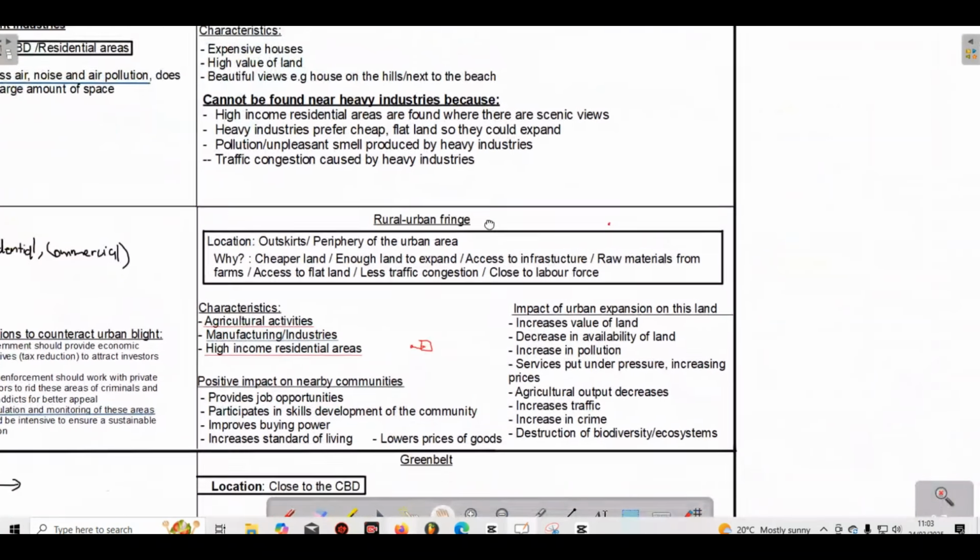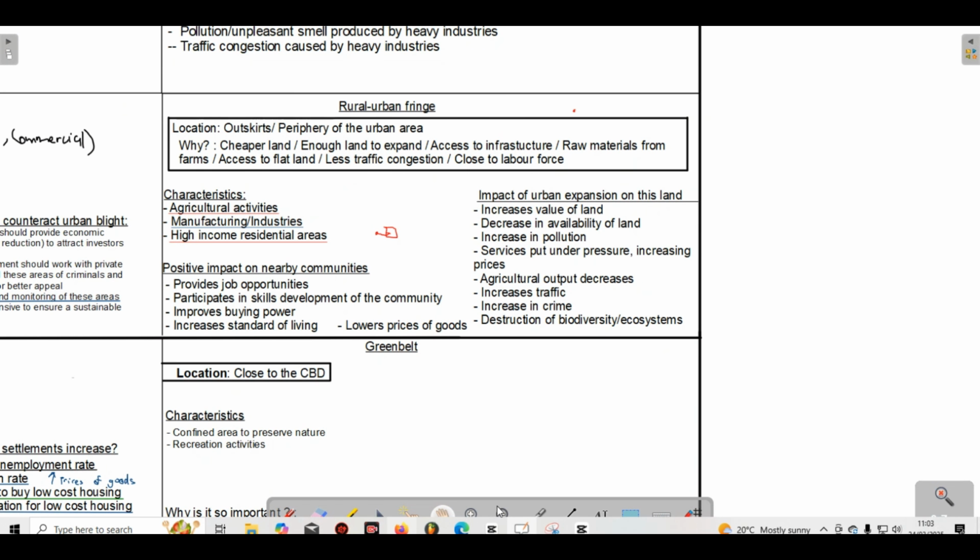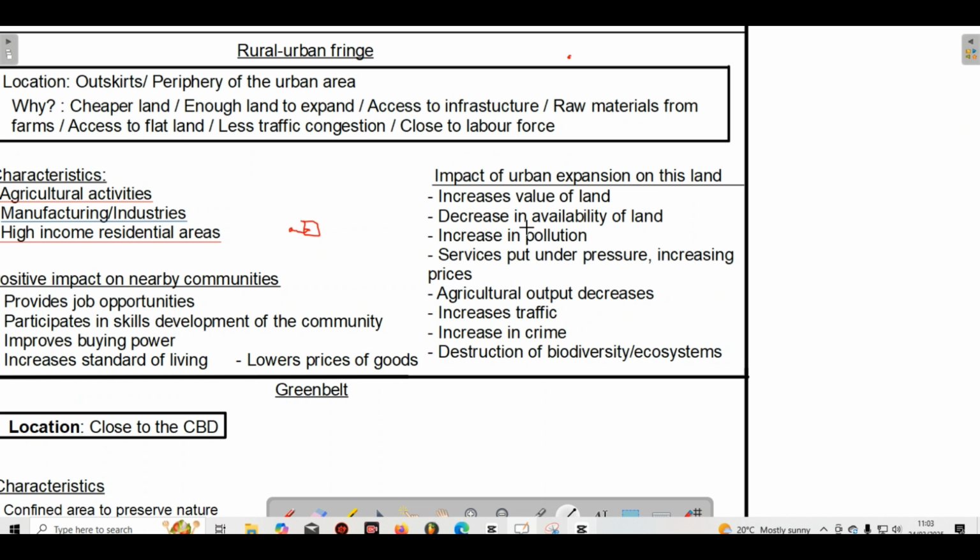So that's what we mean by this urban expansion will increase the value of the land. This will decrease the availability of land. Because there's so many businesses opening up, everyone is taking up space. And so this means that land will not be available for farming or even land that was potentially good for farming. That land now will not be available because buildings have been built over it. So it decreases the availability of land.